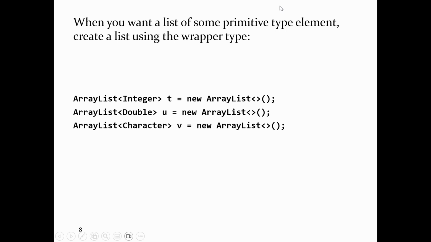Okay, there you go. When you want a list of a primitive type, you just have to remember you can't do it. You have to make a list of the corresponding wrapper type instead. So if you want a list of int, you make an ArrayList of Integer. If you want a list of double, you make an ArrayList of Double. And if you want a list of char, you make an ArrayList of Character instead.